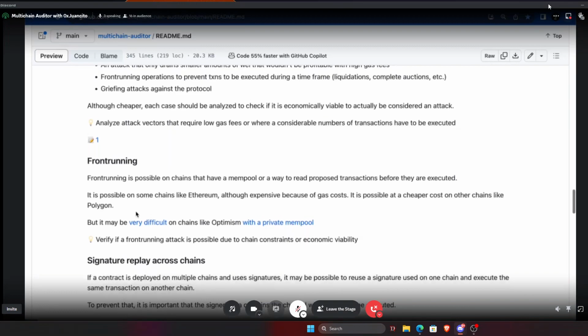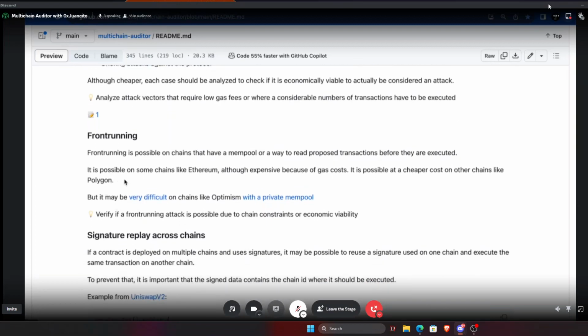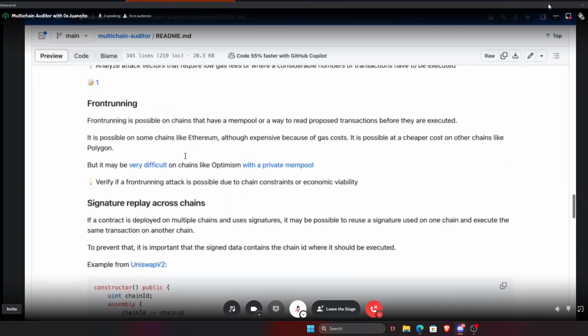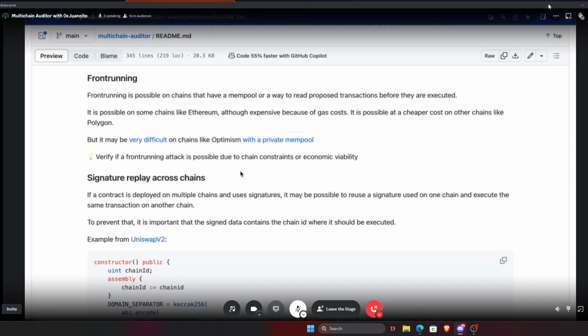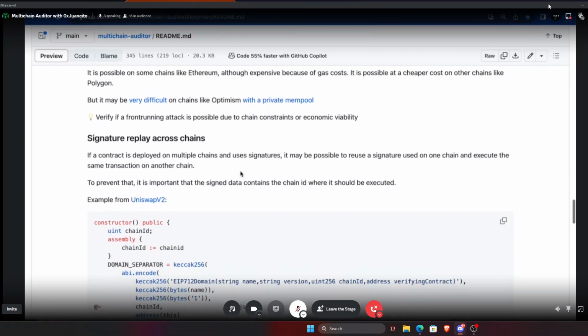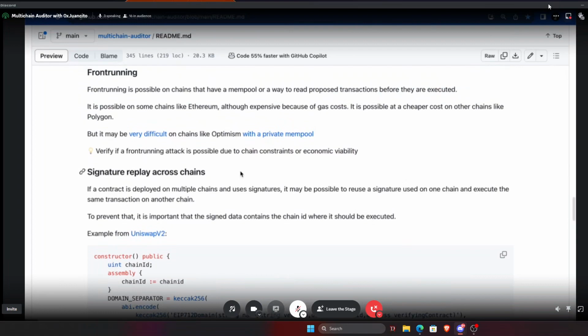It is also worth mentioning this because you might be doing some auditing, for example, and you might find some front-running possibility which is viable on Ethereum. But if the protocol is only using Optimism, it might be very difficult or impossible to do this kind of front-running or sandwich attacks. So pay attention to that and be mindful when you're submitting this kind of vulnerability.